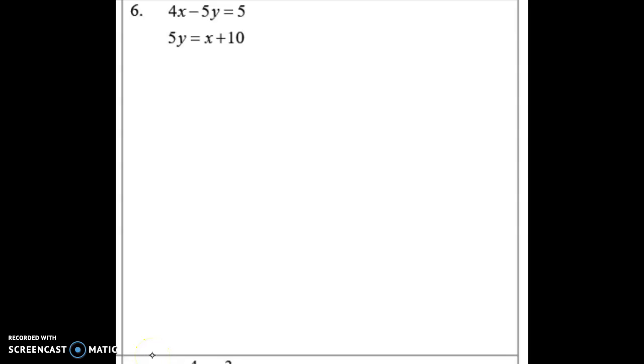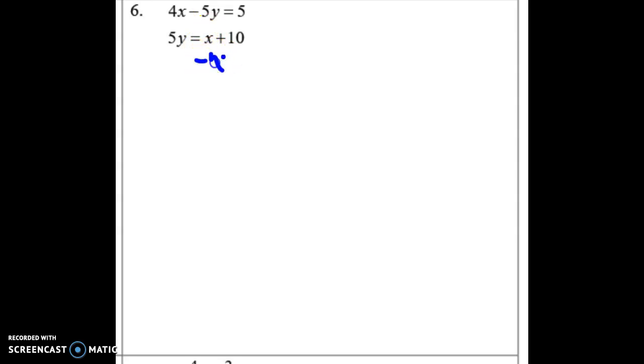Okay, so here is our second example for the day. Again, I am looking to do this by elimination, so I want the x's lined up, the y's lined up, the equal signs lined up, and the constants. I don't have that. So I have to move some things around.